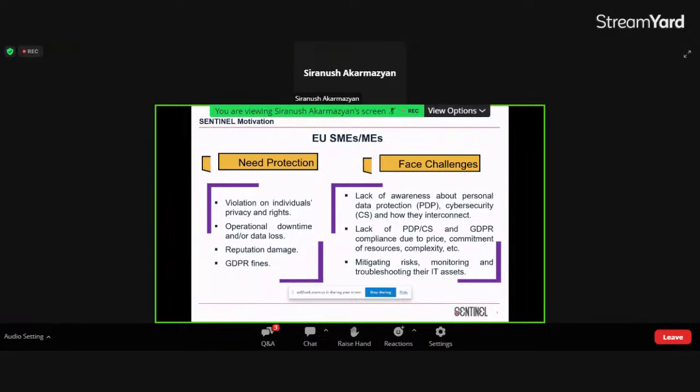And in between, they face challenges because of lack of awareness about personal data protection, cybersecurity, and how these two concepts are interconnected. They also lack personal data protection, cybersecurity, or GDPR compliance due mainly to prices, commitment of resources, or complexities. It is also challenging for them to mitigate risks. They have challenges of monitoring and troubleshooting their IT assets.